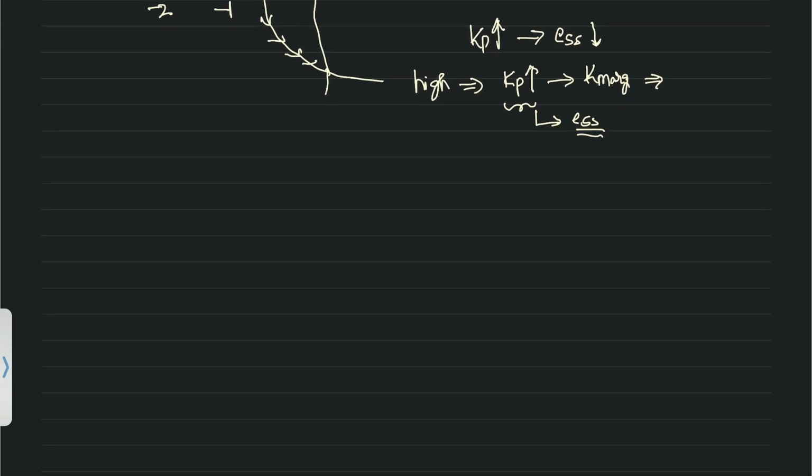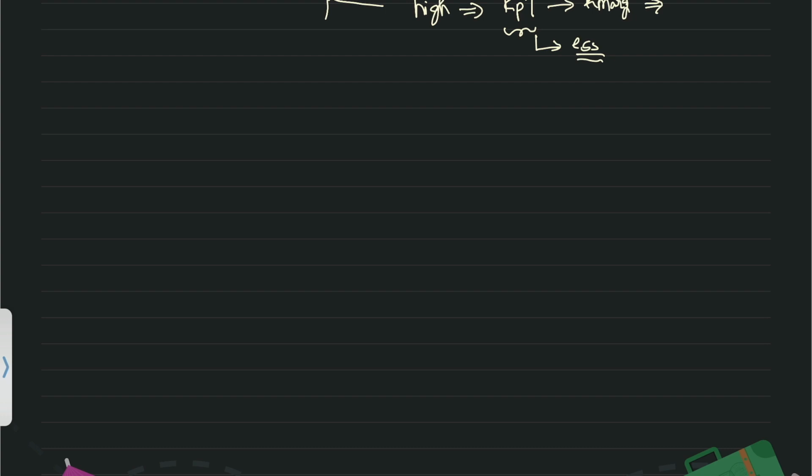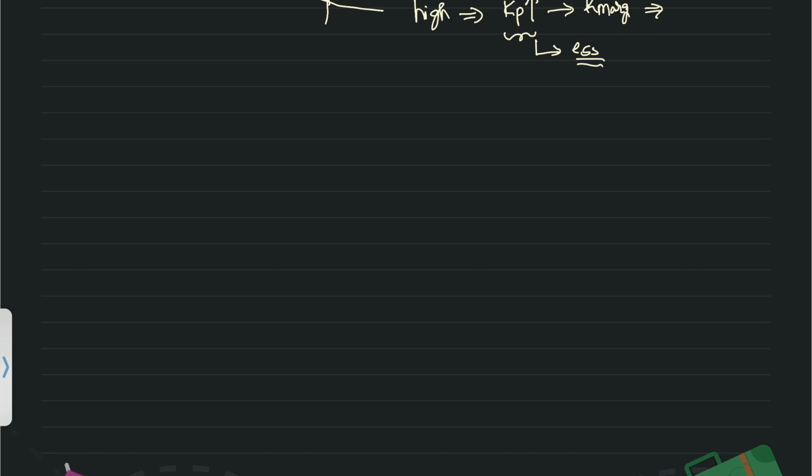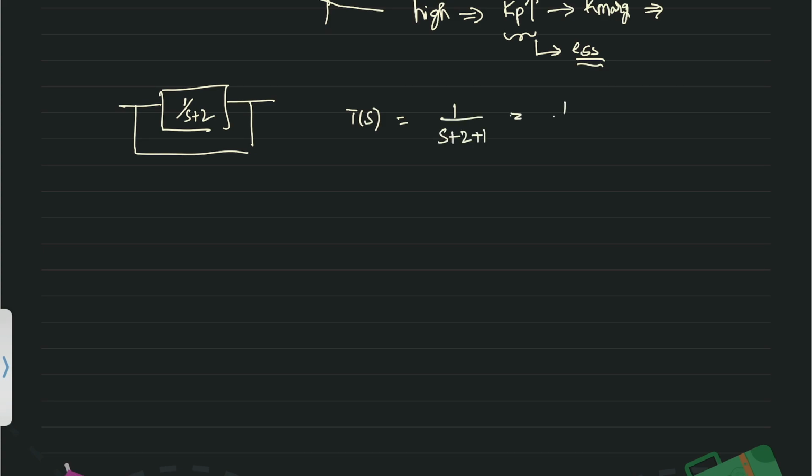One good thing with the P controller is this. Let me take G of s as 1 by s plus 2. So what is the transfer function of this system? 1 by s plus 2 plus 1, so 1 by s plus 3. So the time constant of the system is 1 by 3.